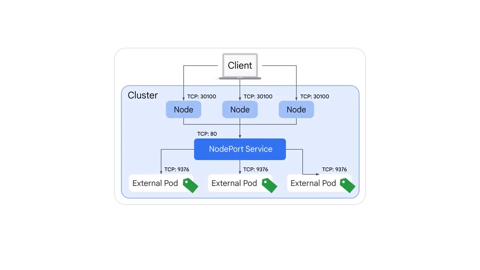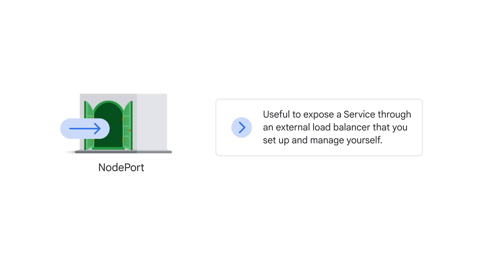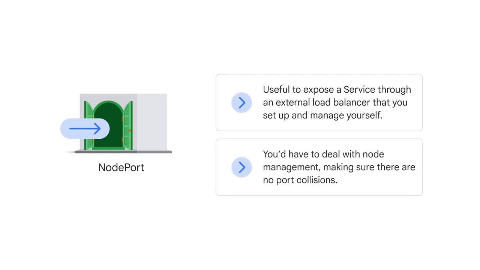So let's say that there's a service that can be reached from outside of the cluster by using the IP address of any node and the corresponding node port number. For this to work, we'll say that traffic through this port would need to be directed to a service on port 80, and further directed to one of the pods on port 9376. Node port service can be useful to expose a service through an external load balancer that you set up and manage yourself. Using this approach, you would have to deal with node management, making sure that there are no port collisions.